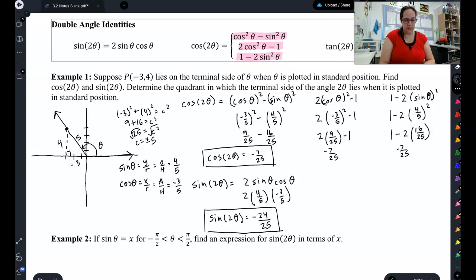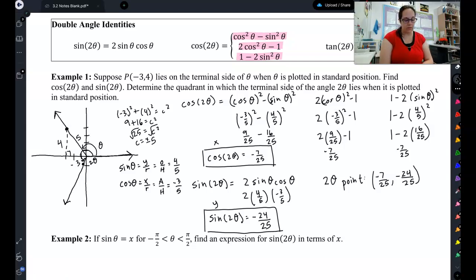So there's my sine of 2 theta. Now, if we remember that cosine is our x value and sine is our y value, we can put both of these together as a point. So the 2 theta point is going to be at x, which is my cosine, comma, my y, which is my sine. So if I went to -7/25, -24/25, right there, that would be about where 2 theta goes through. So if I double the angle, that angle is going to go through this point that I listed right here.